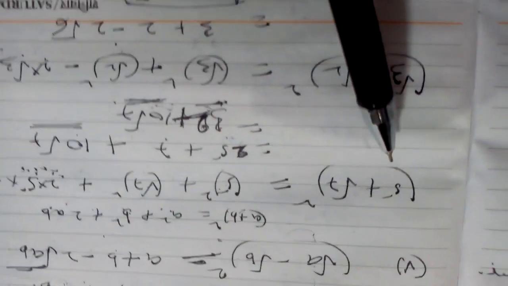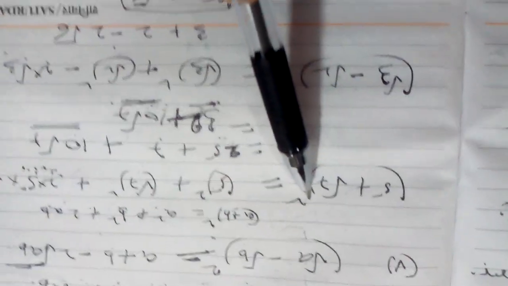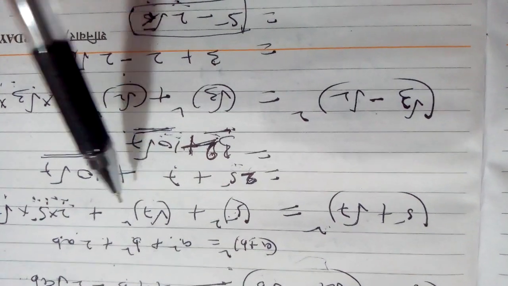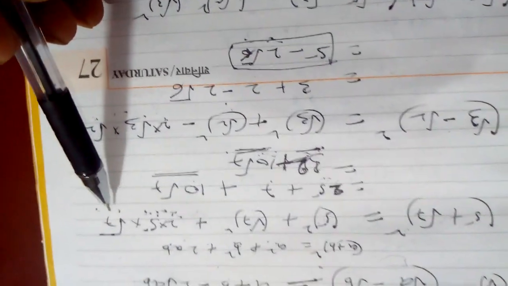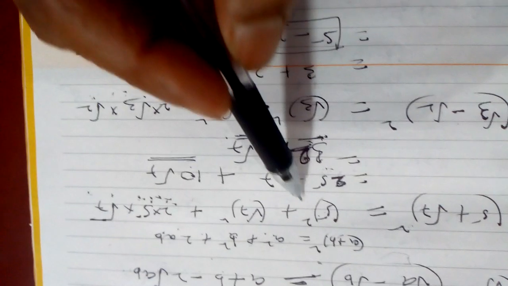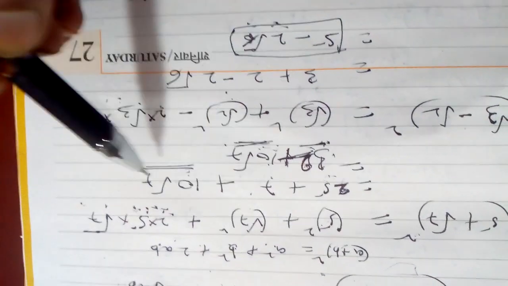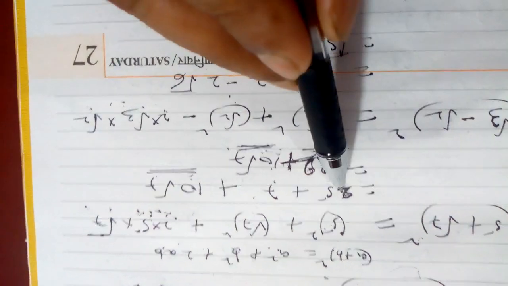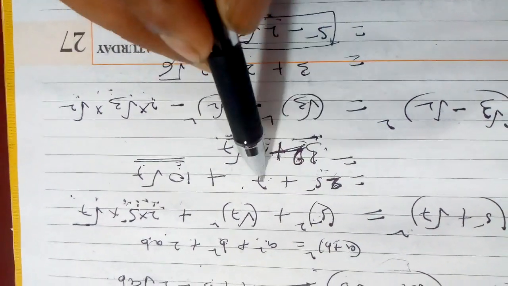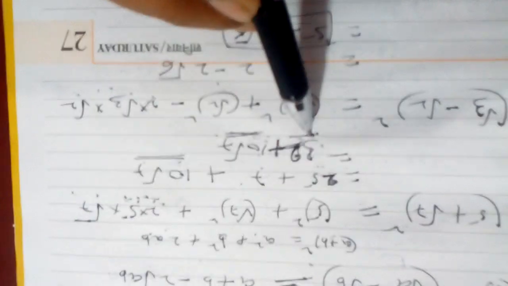For example, 5 plus root 7 whole square, what will you get? 5 square plus root 7 square plus 2 into 5 into root 7. 5 fives are 25, root 7 square is 7, plus 10 root 7. Now 25 and 7 are rational and will be simplified. 25 plus 7 will be what? 32.